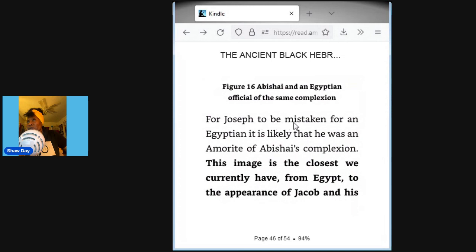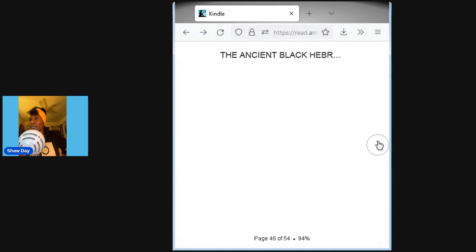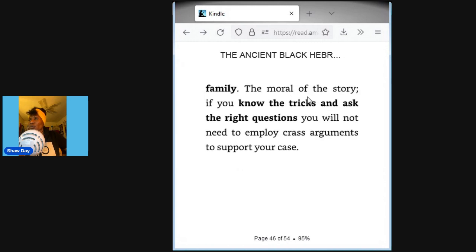For Joseph to be mistaken for an Egyptian, it is likely that he was an Amorite of Abishai's complexion. This image is the closest we currently have from Egypt to the appearance of Jacob and his family. The moral of the story: if you know the trick and ask the right question, you would not need to employ crass arguments to support your case.